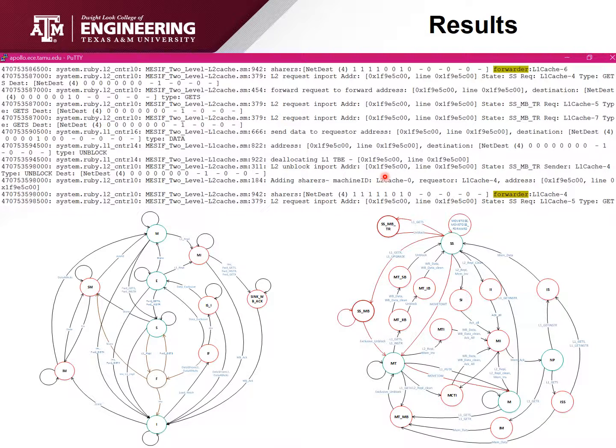So after all these transitions, L2 cache adds cache 4 to the sharer list. So we can see that initially cache 4 was not available in the sharer list and gets added once it receives the data. Also, the new requester, our L1 cache 4, becomes the new forwarder.